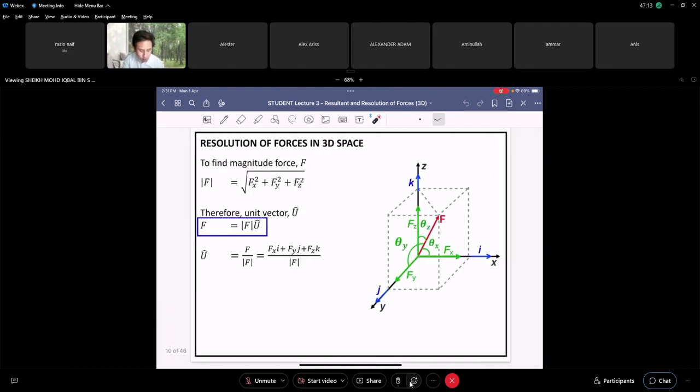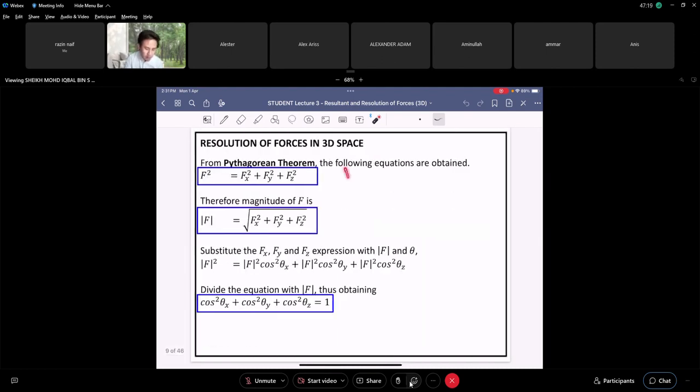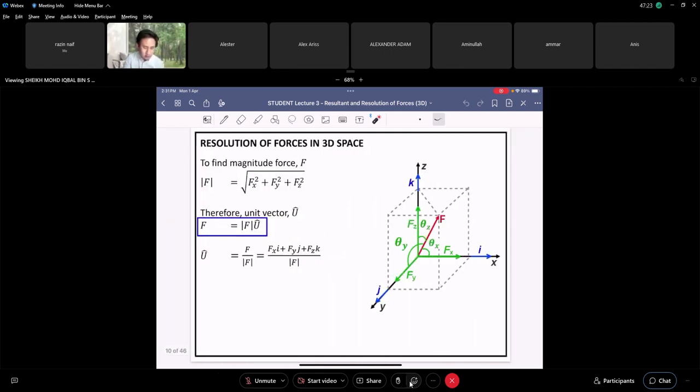Okay, now, this is pretty straightforward. Resolution of forces. This is the formula, right? 1, 2, 3, and then once you do that, you can find the magnitude of the force here. It's just using Pythagoras theorem, right? So Fx squared plus Fy squared plus Fz squared, and then square root it, you will have your magnitude of force.